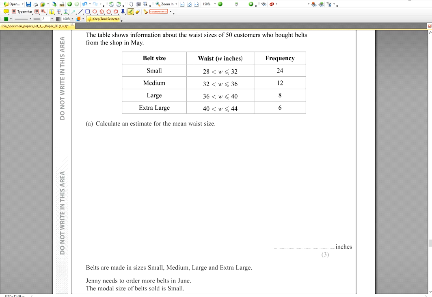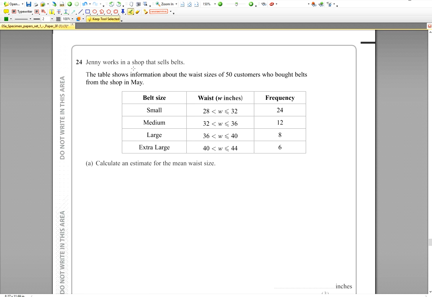Okay. The next question, we have a grouped frequency table. Jenny works in a shop that sells belts. The table shows information about the waist size of 50 customers who bought belts from the shop. Calculate an estimate for the mean.